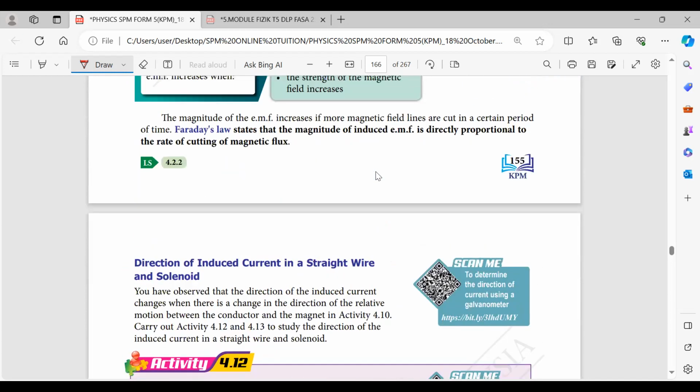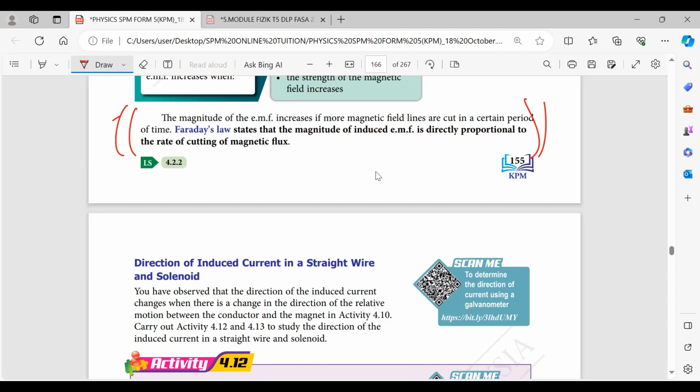This is what we were talking about just now, Faraday's law. The magnitude of the EMF induced depends on how many magnetic field lines are cut in a certain period of time. So Faraday's law states that the magnitude of the induced EMF is directly proportional to the rate of cutting of magnetic flux. With this, I will stop here.